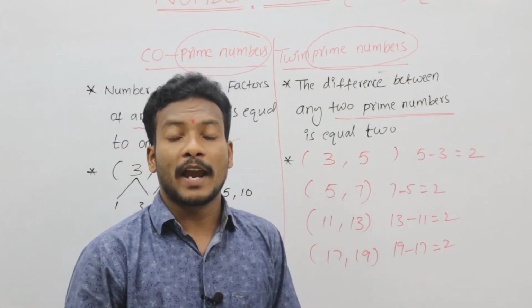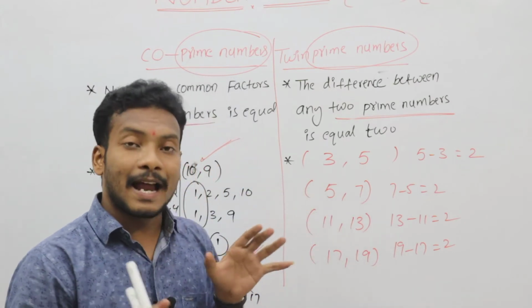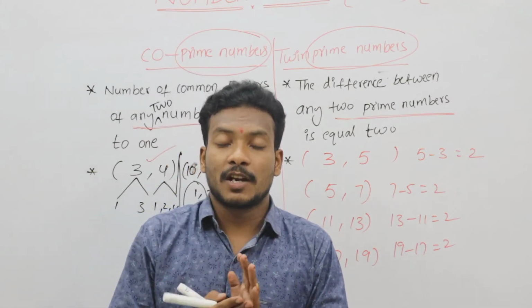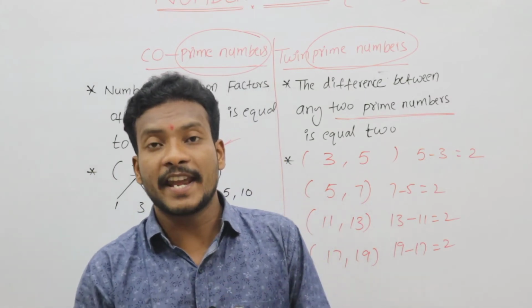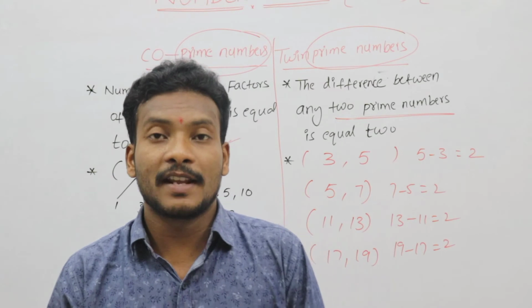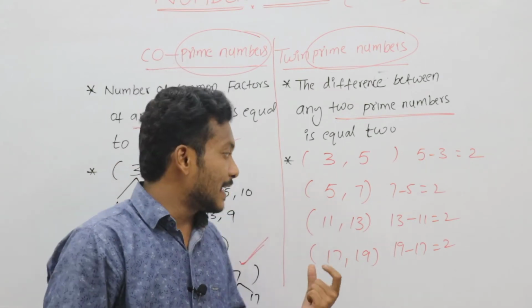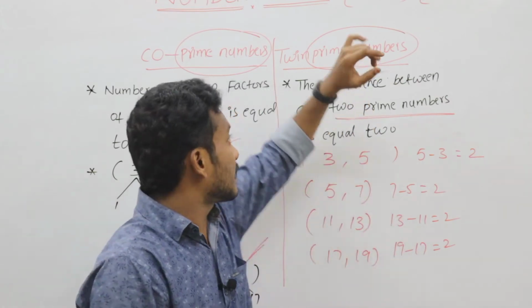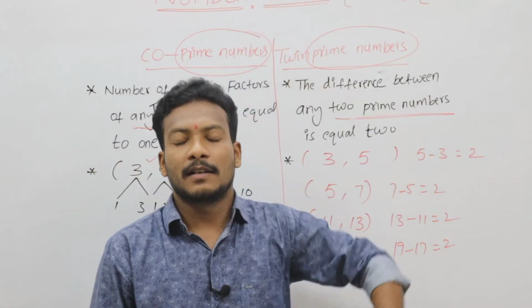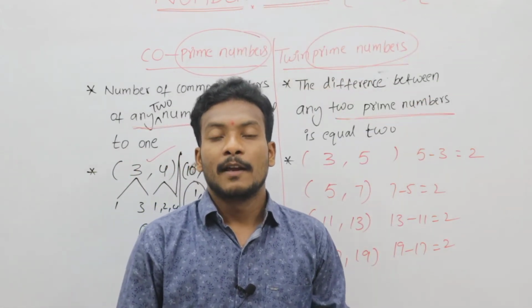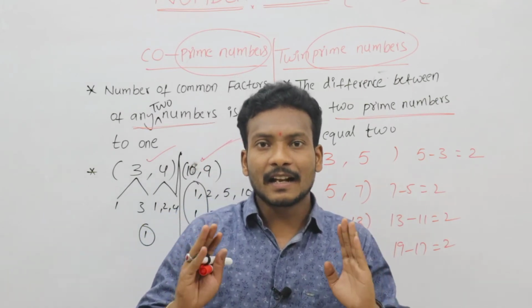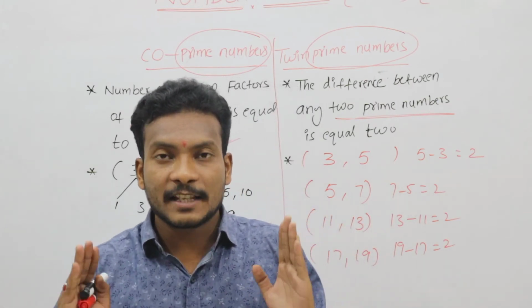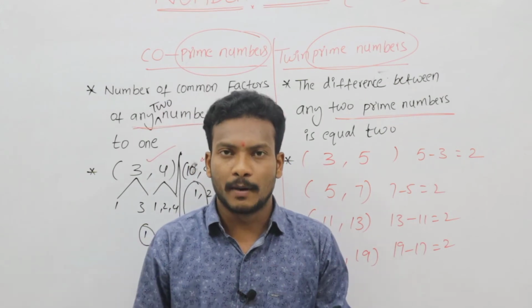Now we have to find the prime numbers first and then make a relation. What is the relation? The difference between any two prime numbers is exactly equal to 2. That pair of numbers we call twin prime numbers. This is the complete and brief explanation about the types of numbers.